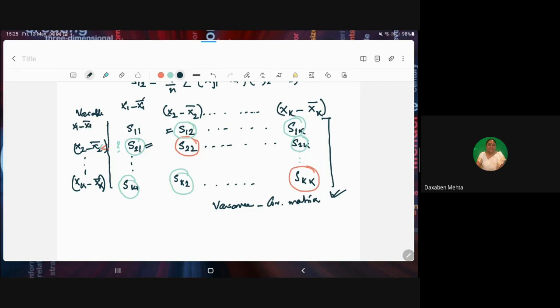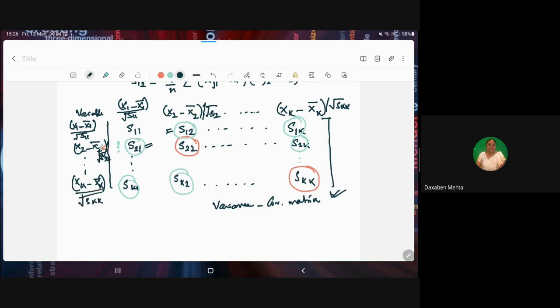I'm not measuring this only; I'm measuring this divided by root S11, and this also divided by root S11, that is the standard deviation. So X1 minus X1 bar divided by root S11, and this will be X2 minus X2 bar divided by root S22, and this will be divided by root Skk, and this is divided by root S22, and this is divided by root Skk.